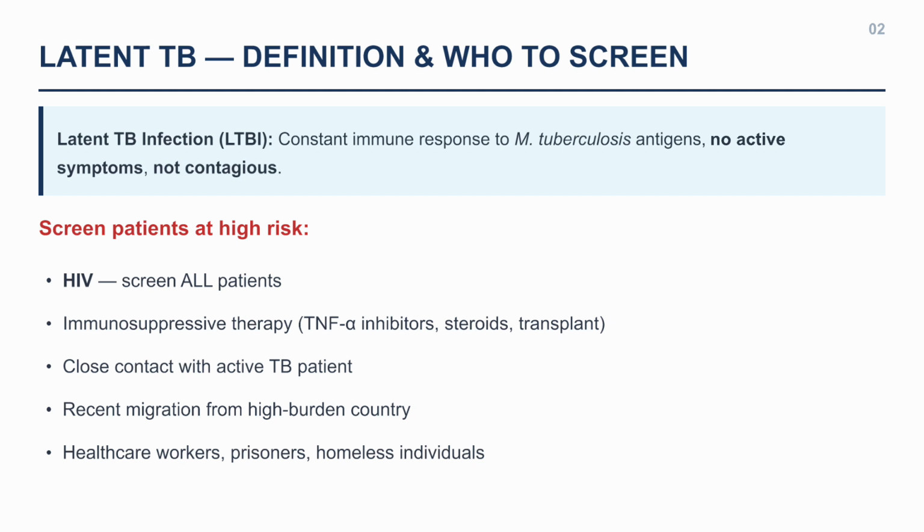Who should you screen? First, every HIV patient, regardless of other risk factors. Second, patients starting immunosuppressive therapy such as TNF-alpha inhibitors, chronic steroids, or transplant medications. Third, close contacts of active TB patients. Fourth, recent migrants from high-burden countries. And fifth, healthcare workers, prisoners, and homeless individuals.